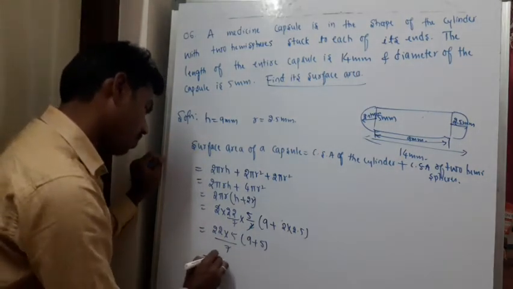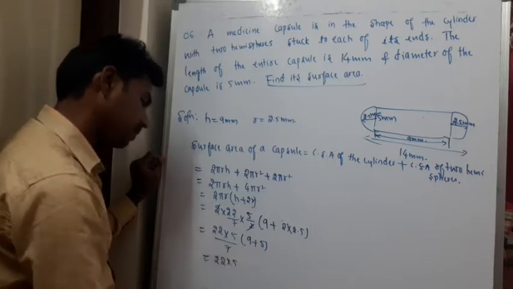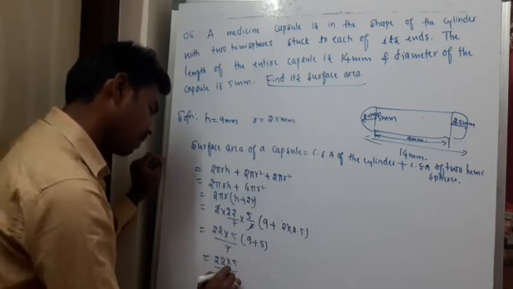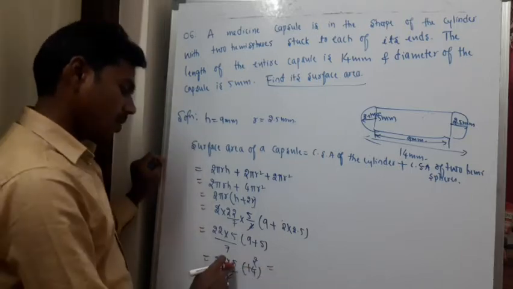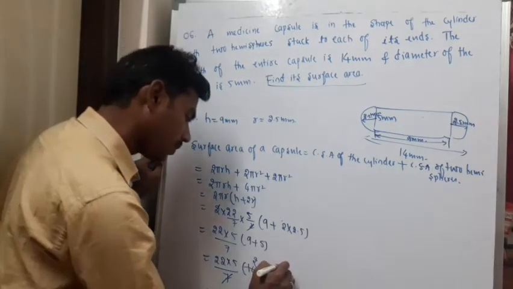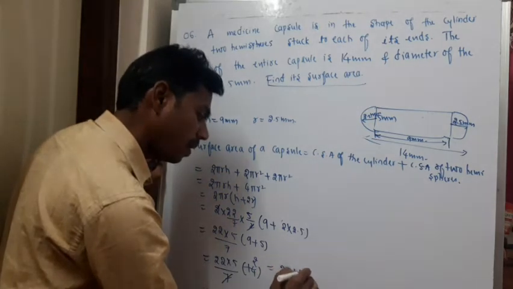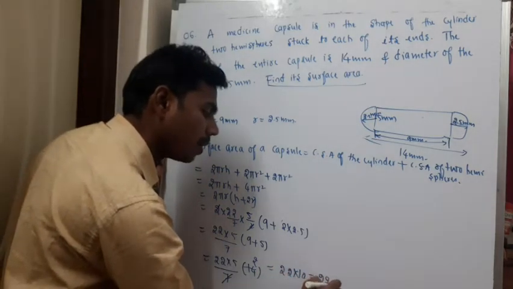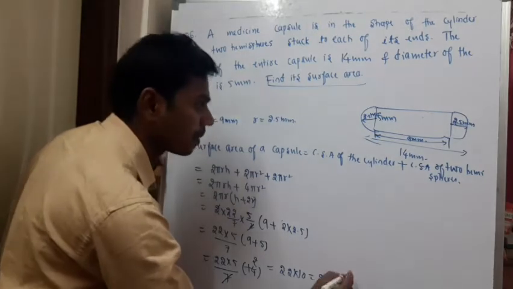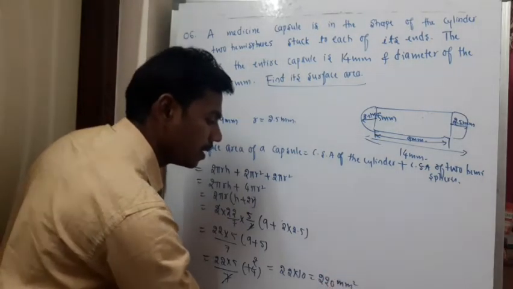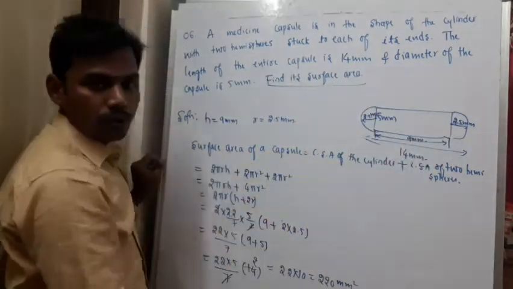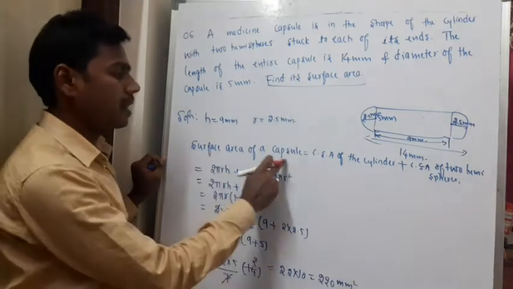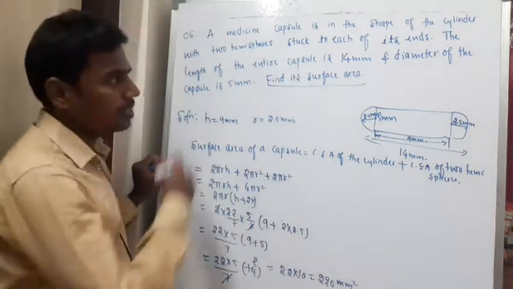So this will be equal to 22 into 5 divided by 7 into 14. 7 2s are 14, so 2 into 5, 10. 22 into 10 is equal to 220 mm square. So the surface area of the capsule is equal to 220 mm square. Please note this down.